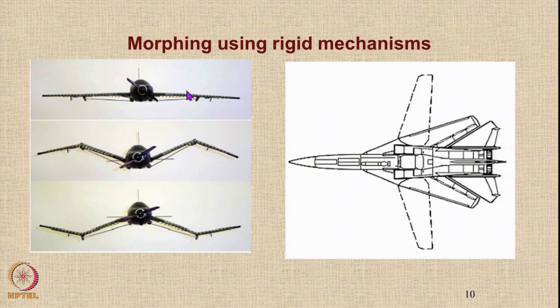So, here is an example of morphing using rigid mechanisms. You can see this is called a gull wing. So, these levers which are projecting outside, you can use them to deflect them to create these kinds of morphings.